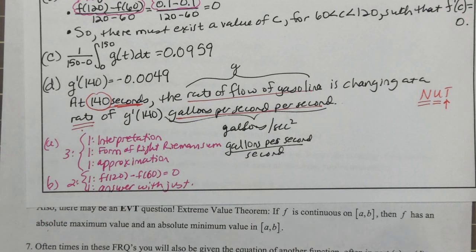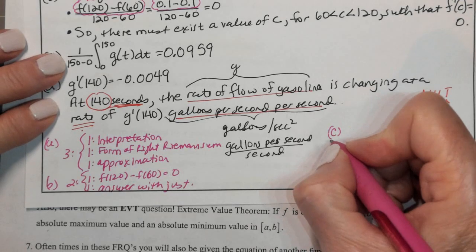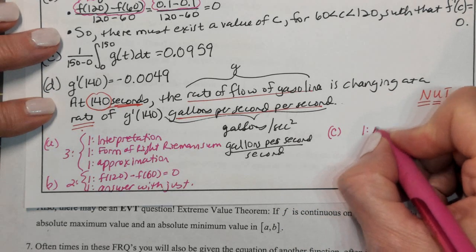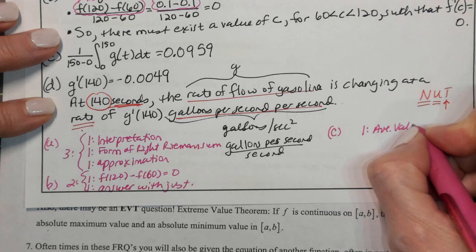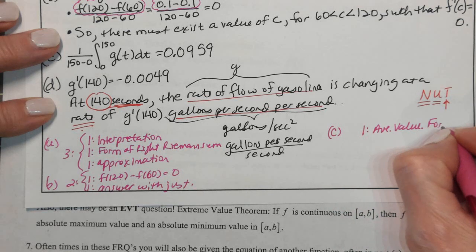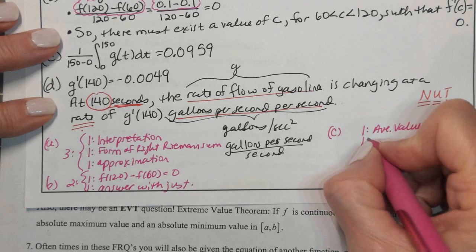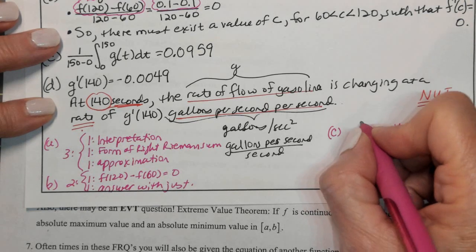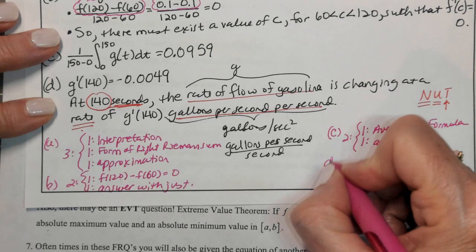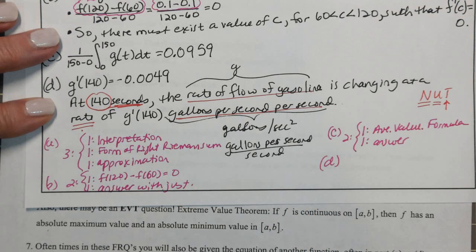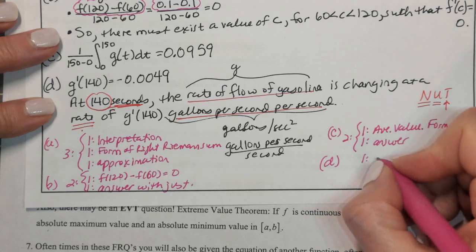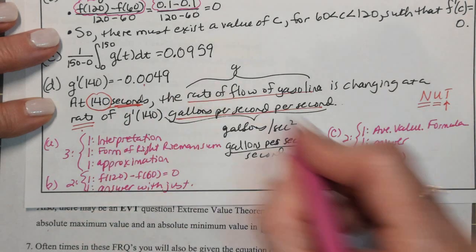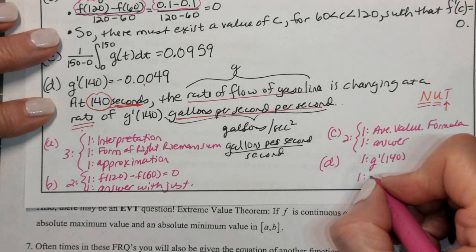Part C was worth 2 points. 1 point was for the average value formula. 1 point was for the answer. And then lastly, part D. 1 point was for G prime of 140, that value, and then 1 point was for the interpretation.